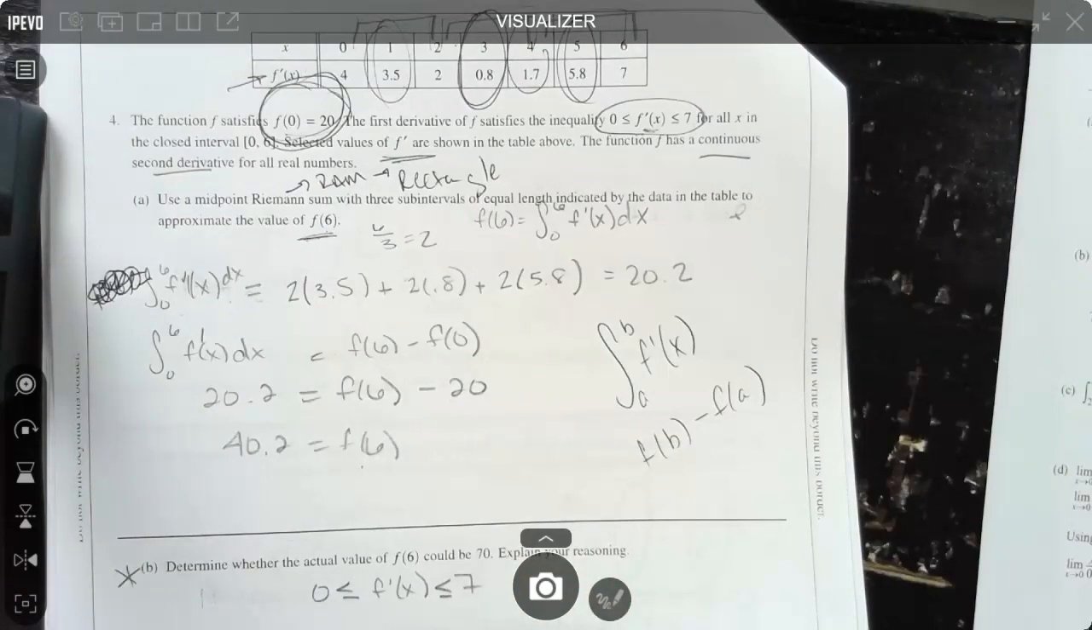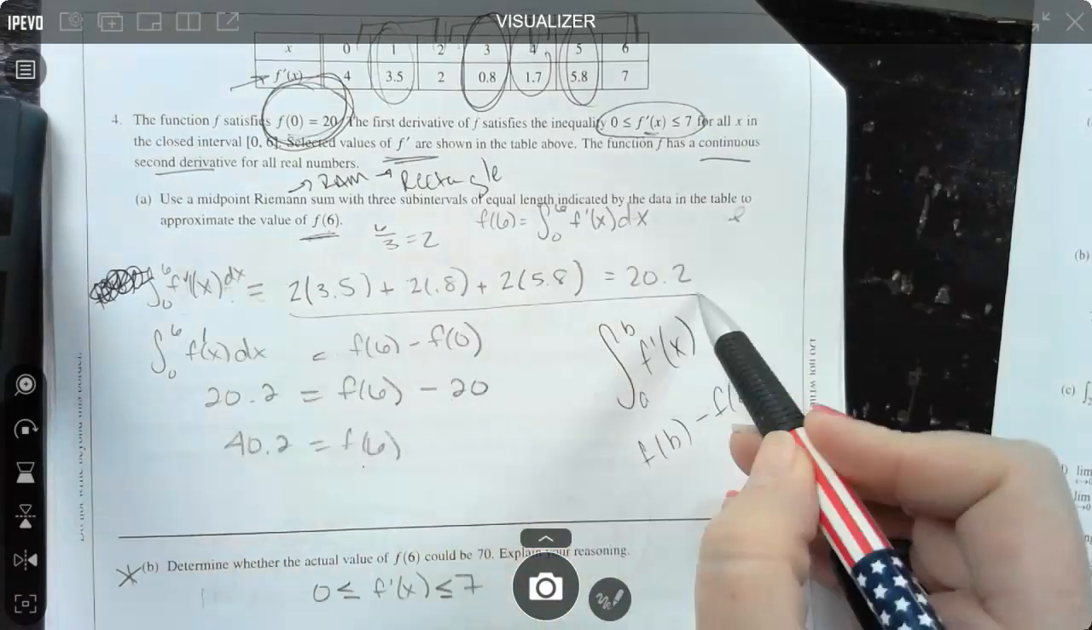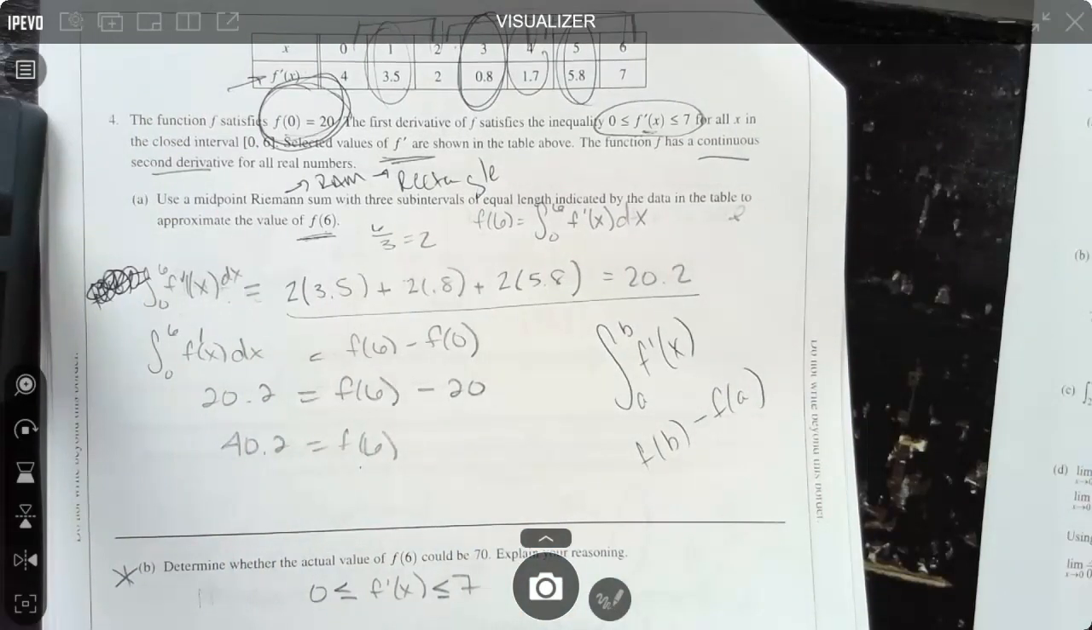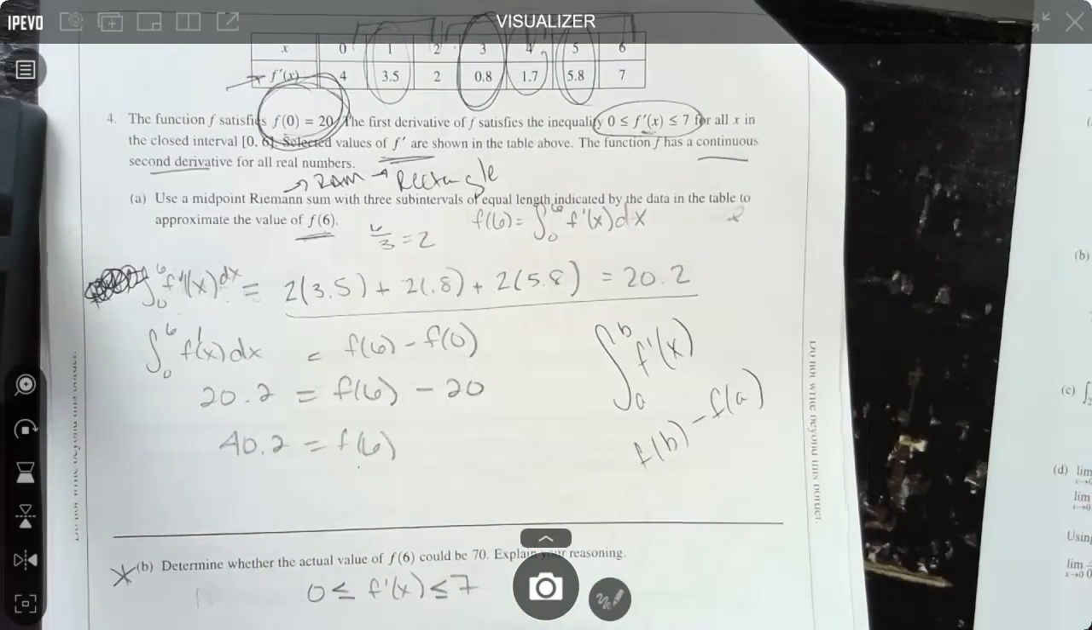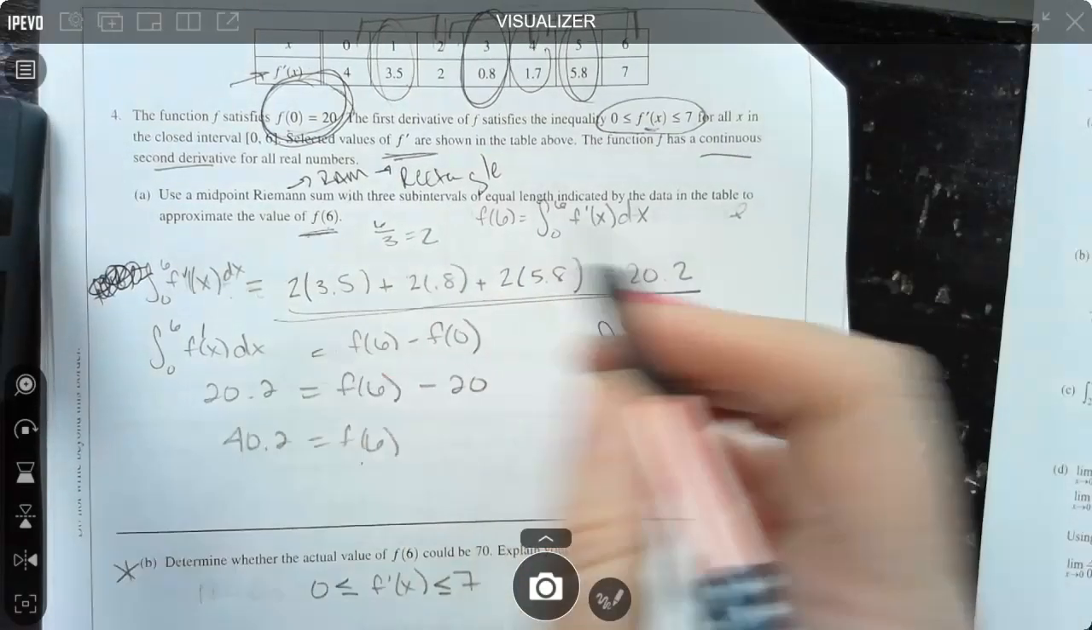You got 1 point for the midpoint sum. You only got 1 point for all of that. 1 point for fundamental theorem of calculus, and then 1 point for the end. That one was tough. I could see you stopping here and not getting the rest of that.